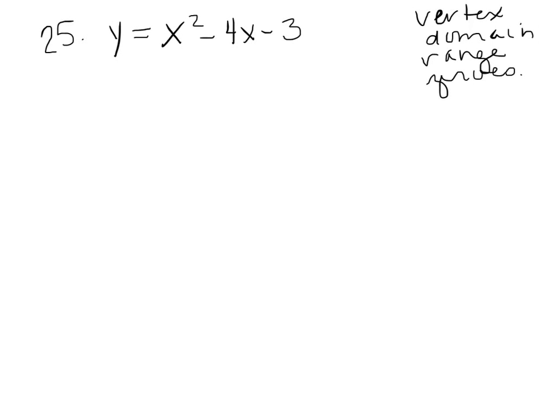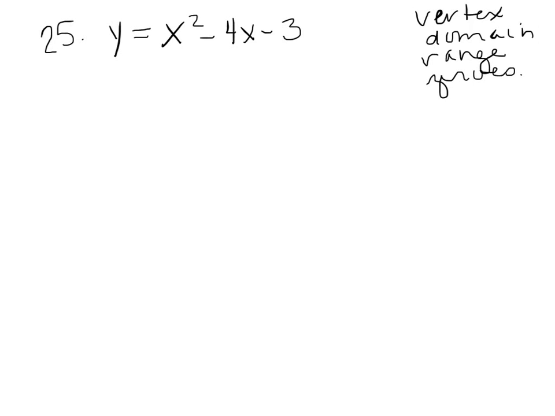Okay, here's a question, number 25. It's a nice quadratic. They're asking for the vertex, the domain, the range, and the zeros. Now there's two ways I could find the vertex. I could complete the square. It's not a bad problem for that. That wouldn't be hard. I could use x equal minus b over 2a, so it's sort of my choice which way I want to go.